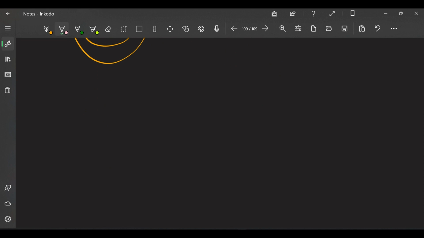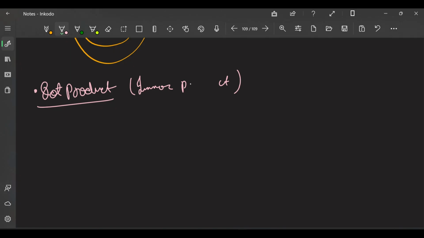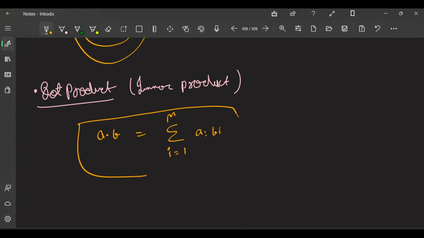So the next one is your dot product. Dot product, or you can say your inner product. Both are the same thing. So for the dot product, the formula is a dot b. A dot b is equal to the summation of i equal to 1 to n of ai bi. Okay, so this is the formula for the dot product.